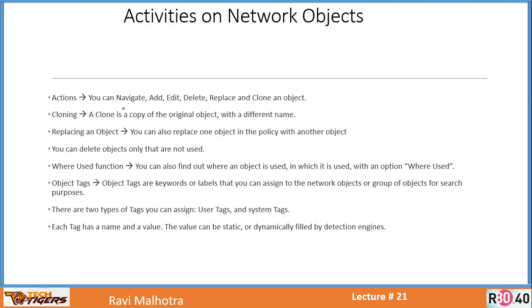We can navigate, that means where used. We can add an object, we can edit an object, we can delete an object, we can replace, and we can clone an object. These are the different types of actions that we can perform over an object. Cloning means duplicating. A clone is a copy of the original object with a different name. It's a duplication.